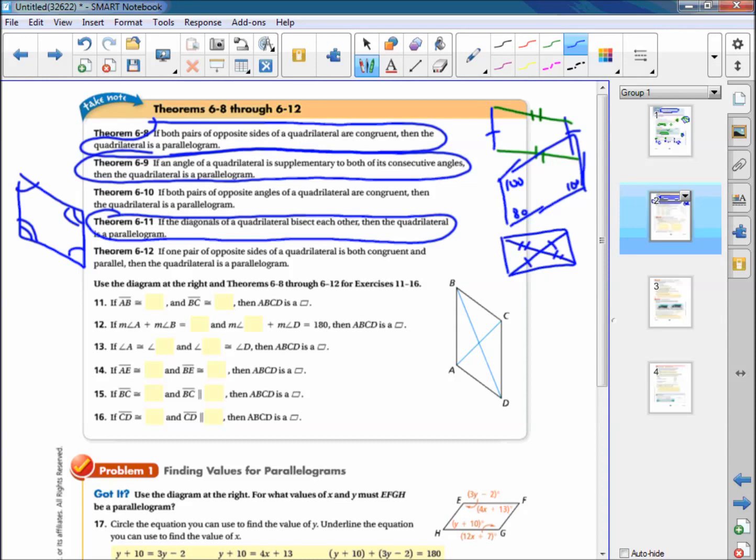So if one pair of opposite sides of a quadrilateral is both congruent and parallel, so notice it's completely ignoring the other one, then we have a parallelogram. So here's one set of sides that have to be parallel.